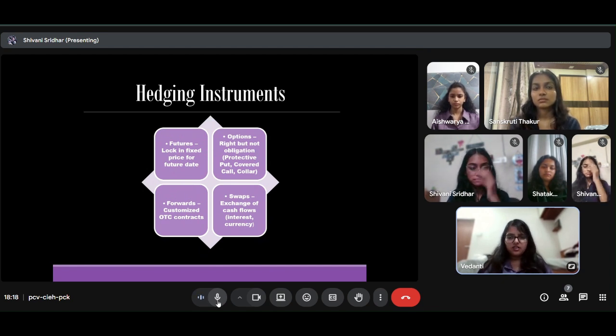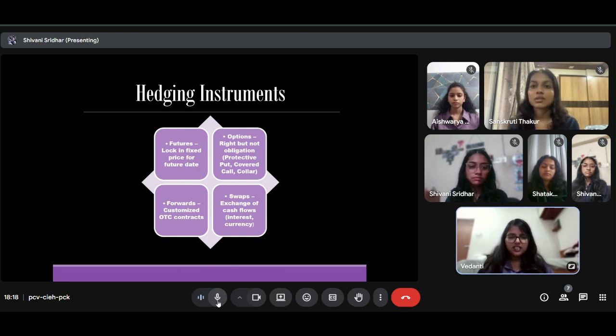Second, we have options. Options are very flexible because they give the right but not the obligation to buy or sell at a certain price. Common strategies include protective puts, covered calls, or collars. For instance, a protective put works like an insurance. If the price falls, your loss is limited.